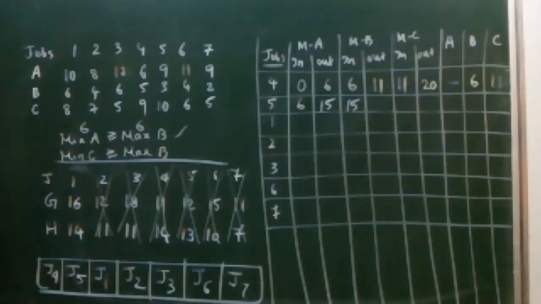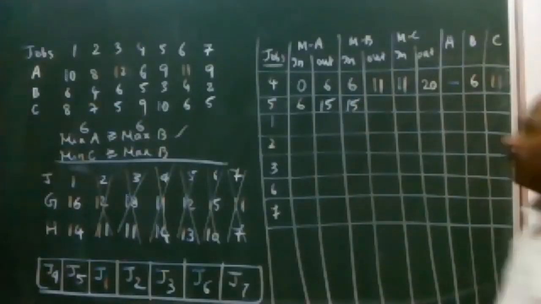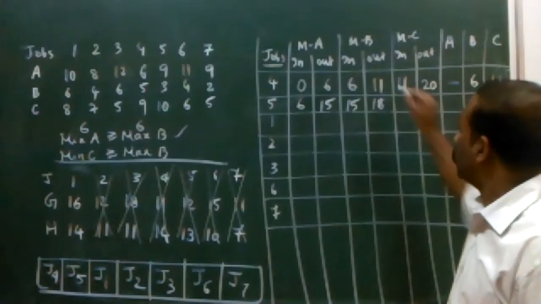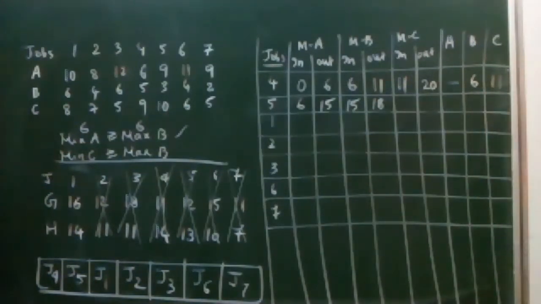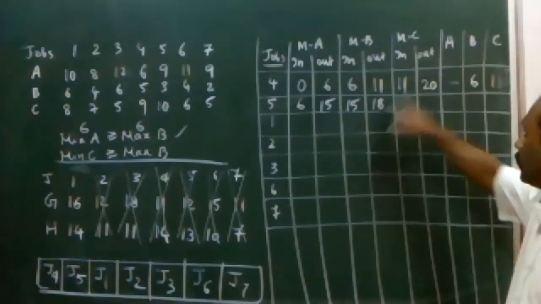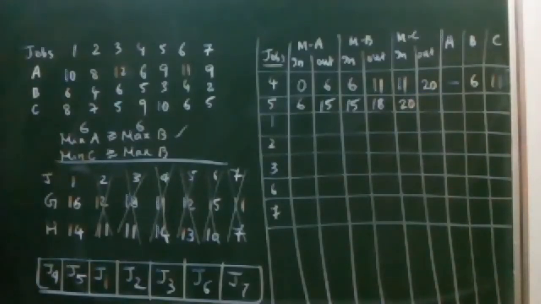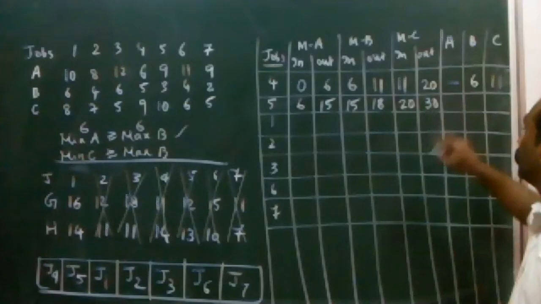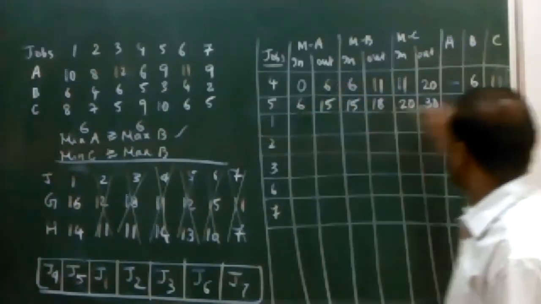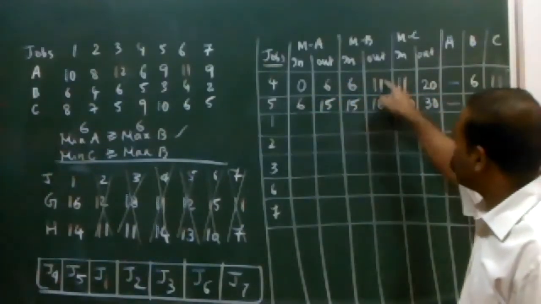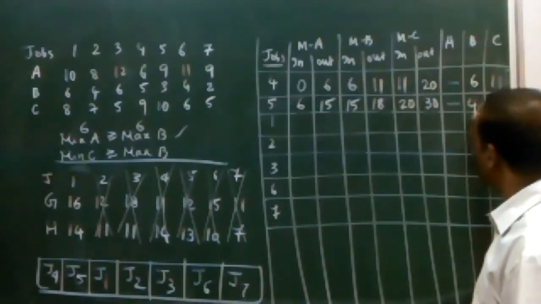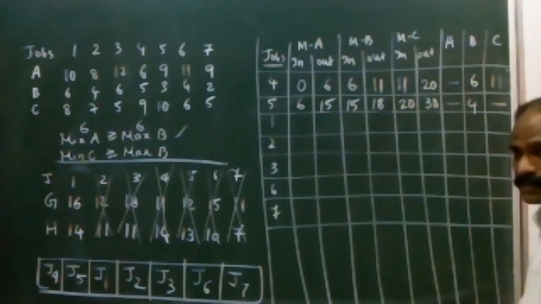So what is the time taken by 5? It is 18. Here again the job is completed early, but since 20 is still going, I have to start at 20. And what time does it end? Ends at 30. So 6 minus 6, no idle time. 11 and 15, so the difference is 4. And here there is no difference.